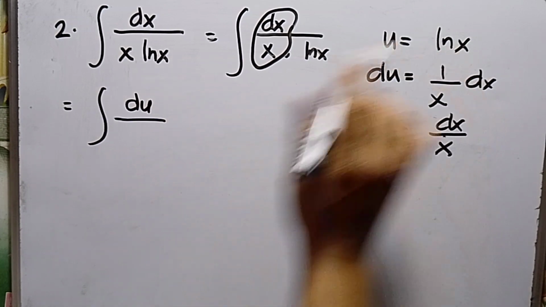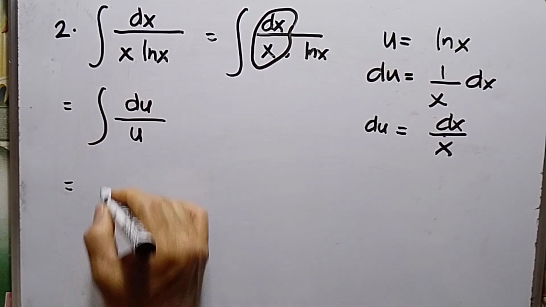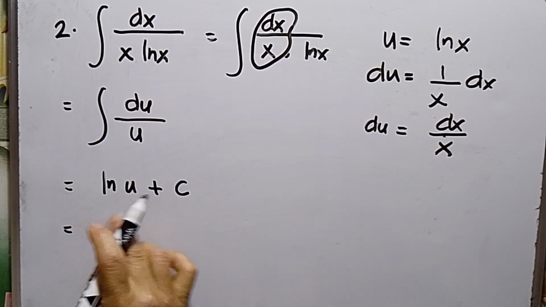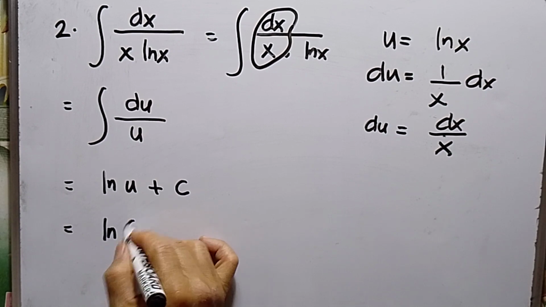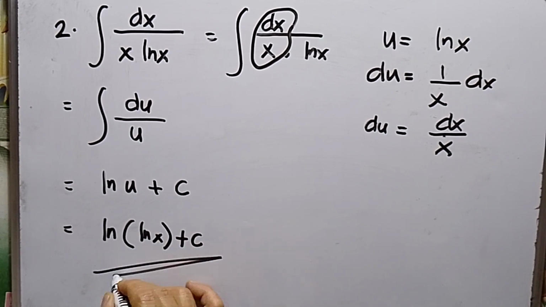Then ln x will be my u. So therefore, this will be the integral of du over u, which is ln u plus c. And then substitute my u. So this will be ln x plus c. So that is my number 2 answer.